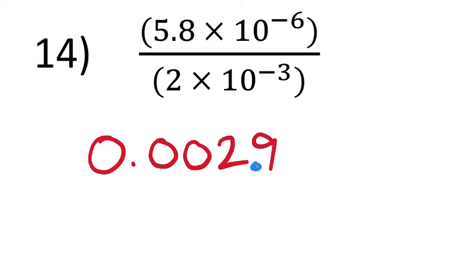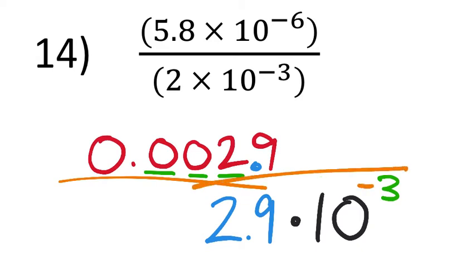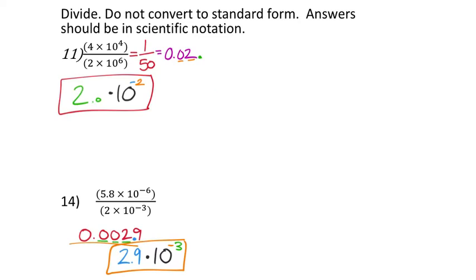I know the decimal is going to have to go after the 2, between the 2 and 9. 2.9 then, times 10 to some power. The exponent would be 1, 2, 3 right there. And again, this number originally was less than 1, so I know it's a negative exponent right there. So we end up with 2.9 times 10 to the power of negative 3. So there's those 2, and they're very colorful, very pretty.